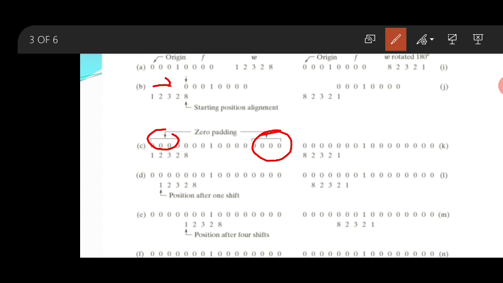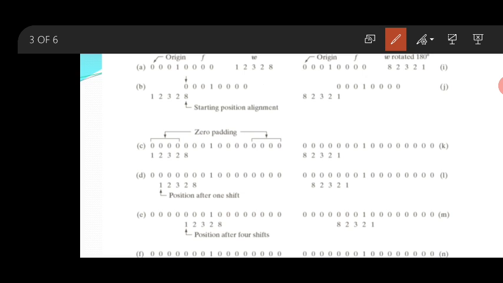Getting it? Okay, now how many zeros have you appended? The thing is very clear: if the size of W is M, then a total of M minus 1 bits are to be appended. The bits are nothing but zeros, appended at the beginning and at the end. Once you have appended these, the original bits will be retained.